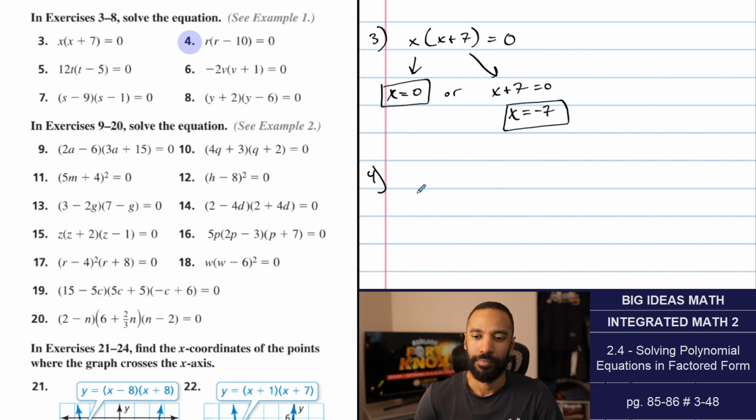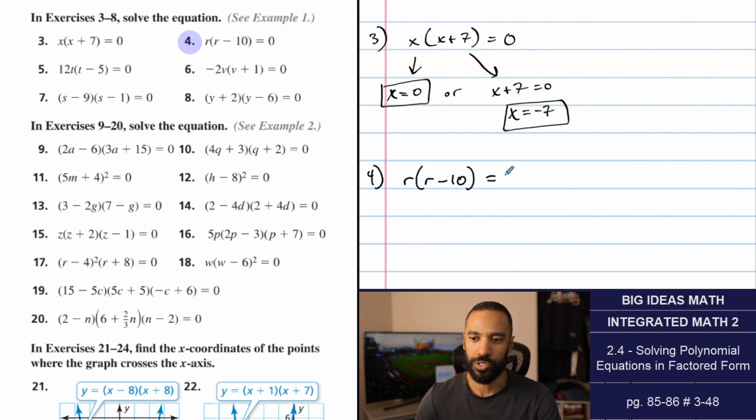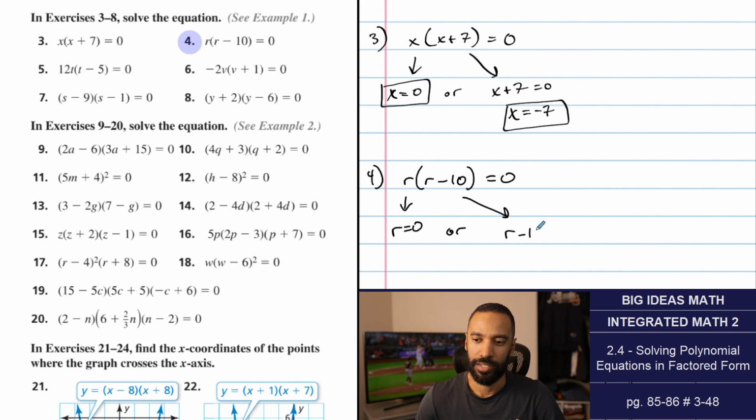Number 4. Let's try that again. Number 4. r times (r - 10) equals 0. Once again, either r equals 0 or r - 10 equals 0.